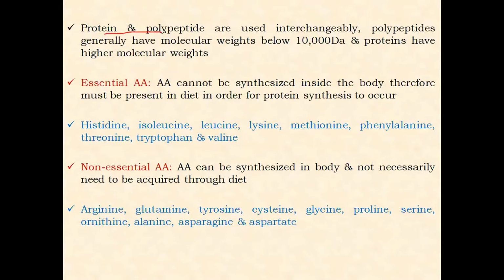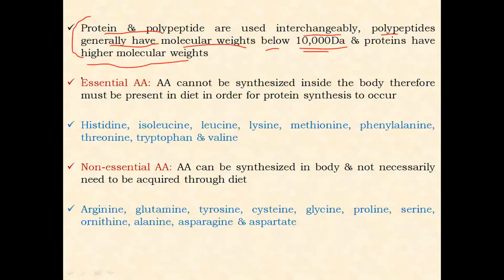Proteins and polypeptides are used interchangeably. So polypeptides generally have smaller molecular weights, below 10,000 Dalton, and proteins have higher molecular weights than 10,000 Dalton. So this is the difference between proteins and polypeptides.